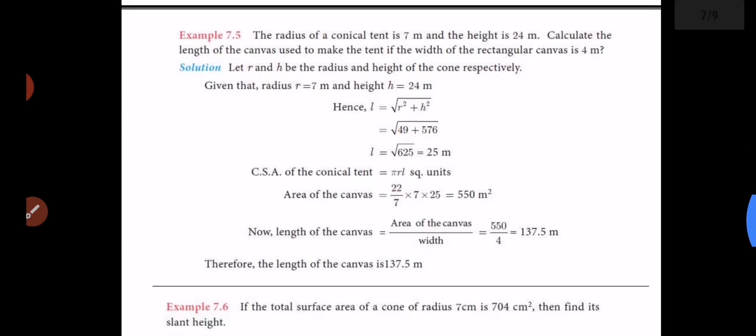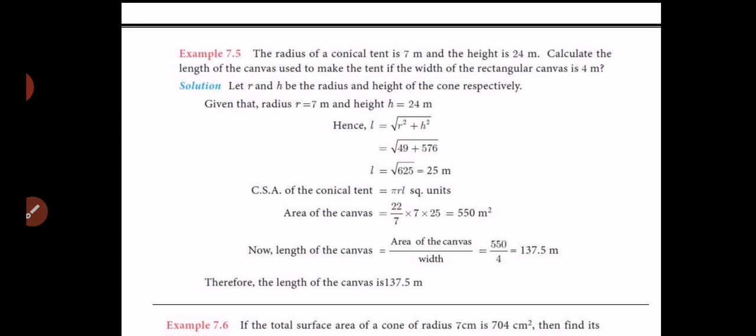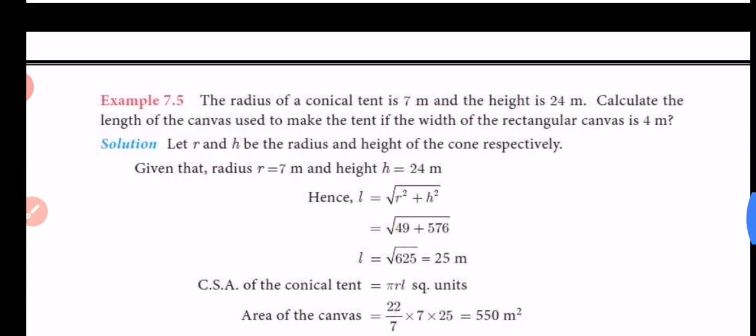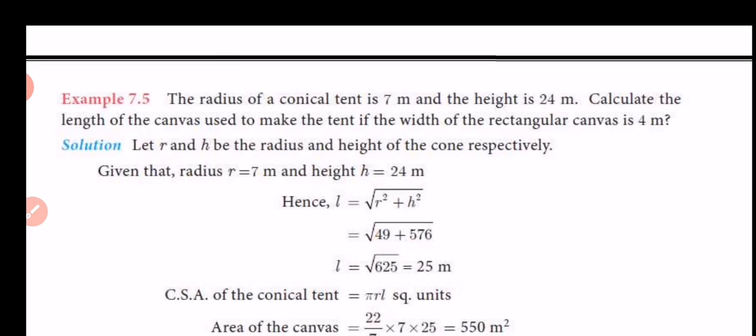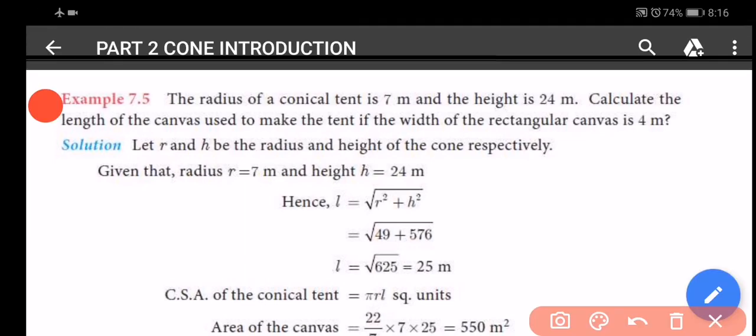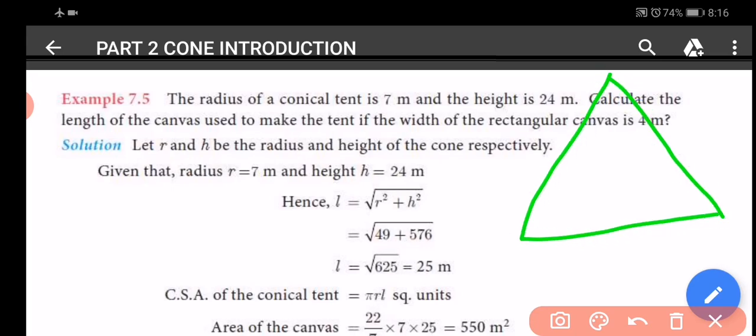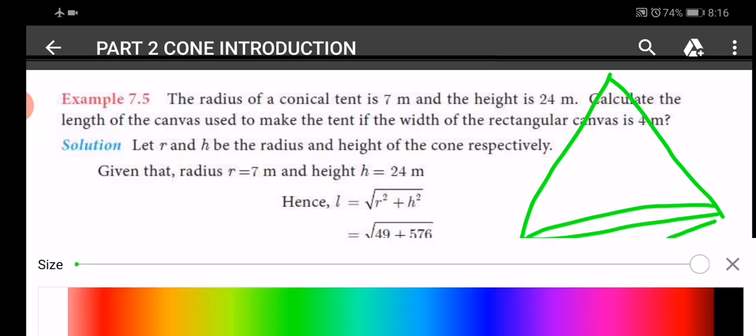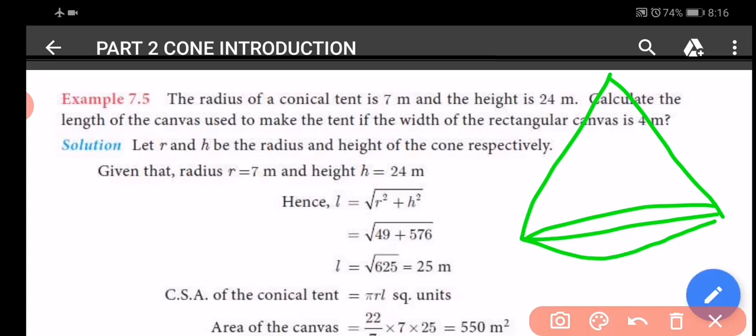Okay. So next, we come to example 7.5. First, what is given in the sum? In example 7.5, the radius of the conical tent is 7 meter. So in the sum, there is one conical tent. In the conical tent, the radius is 7 meter.